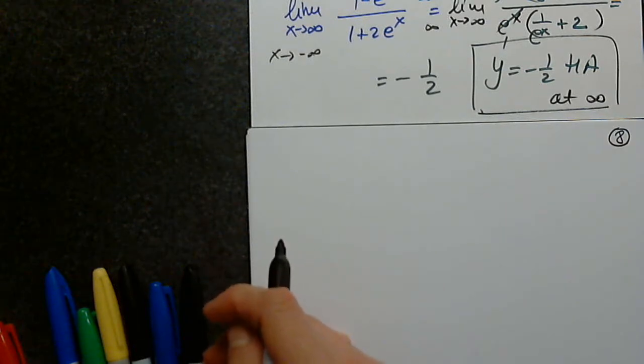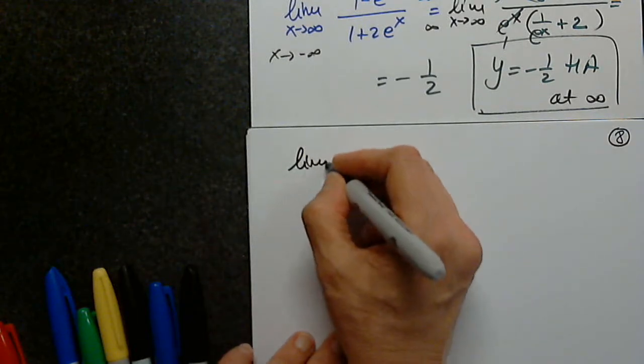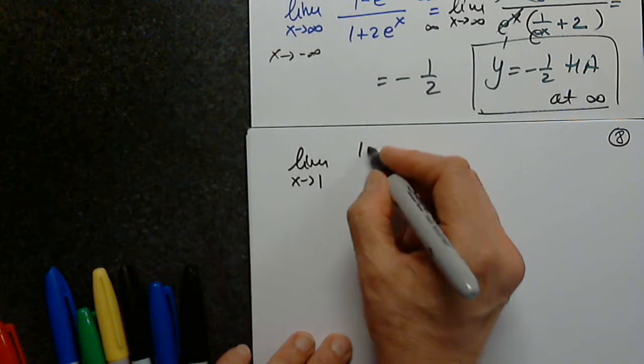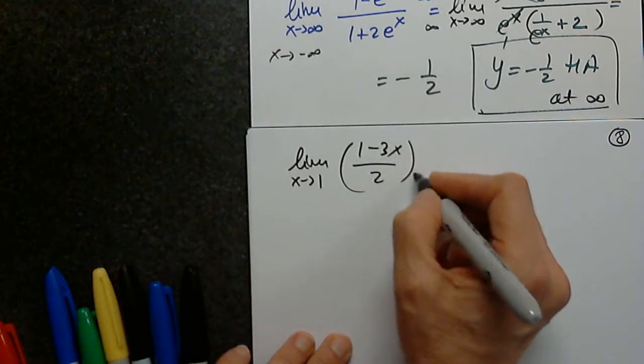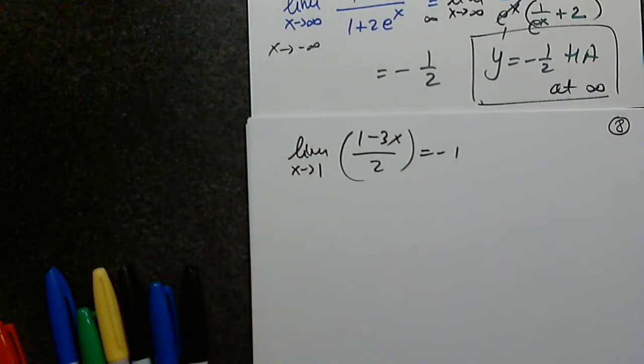So page 8. So we have the limit. Do I have to show this limit, as x approaches 1, of 1 minus 3x divided by 2 equals negative 1, using the precise definition of the limit, or the epsilon delta? Okay. How do I start? First of all, I have to check.